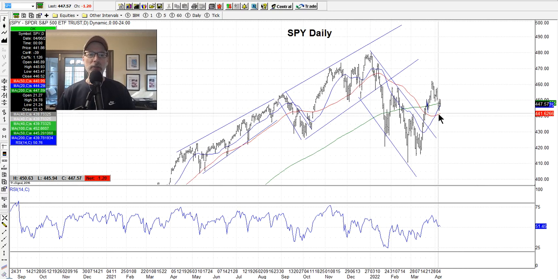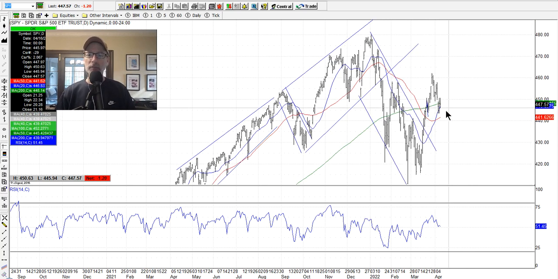I think the market is going to be going up for the rest of the year within little pullbacks. You're always going to have pullbacks, but overall, I think we're going to be headed for all-time new highs again, probably in the next couple months. But for right now, we have to contend with what's happening here.